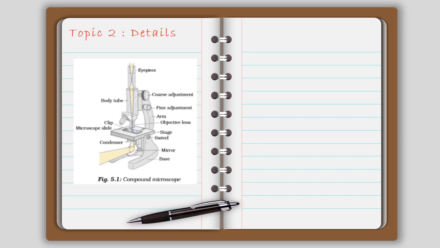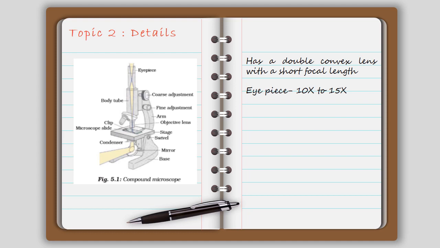Okay, this compound microscope contains an eyepiece constituting a convex lens and an objective lens constituting a convex lens. So the microscope has two convex lenses, biconvex lenses with a short focal length. An eyepiece has a magnification of 10x, 15x, 20x. An objective lens has a magnification of 10x, 40x and 100x. It means that if the eyepiece is 10x magnification and the objective lens is 10x magnification, it magnifies 100 times the real organism which is kept on the slide.